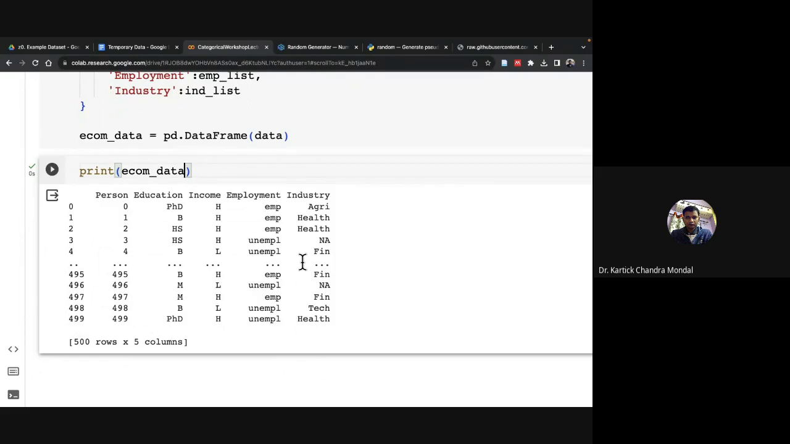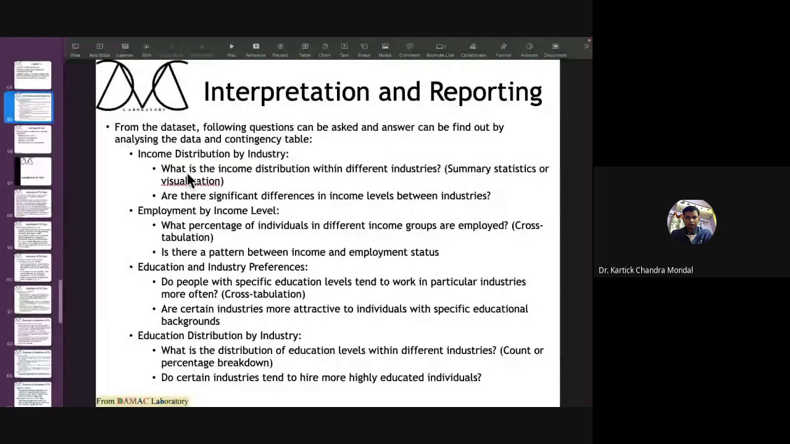Okay, now we will go for asking questions from the data set. The first question we will ask: what is the income distribution within different industry? So based on the industry, what is the income distribution of the income value, or the level of income?